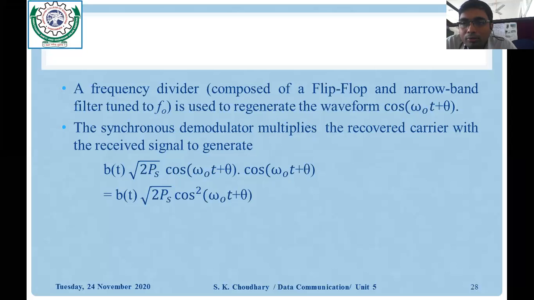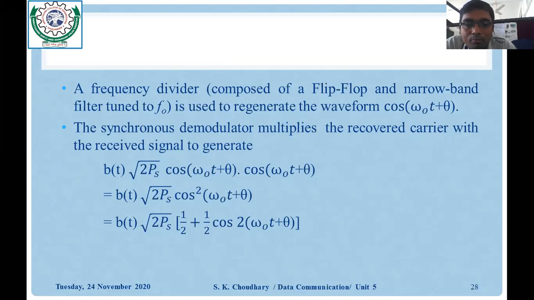See, if you have drawn this diagram of the receiver or taken the screenshot, you can refer that diagram to understand this particular part. So you have to see the synchronous demodulator have already one input, that is Bt square root of 2 Ps cos omega naught t plus theta, and other input to it is coming from the recovered carrier, that is cos omega naught t plus theta. So when it would be multiplied with each other, it would become Bt square root of 2 Ps cos square omega naught t plus theta.